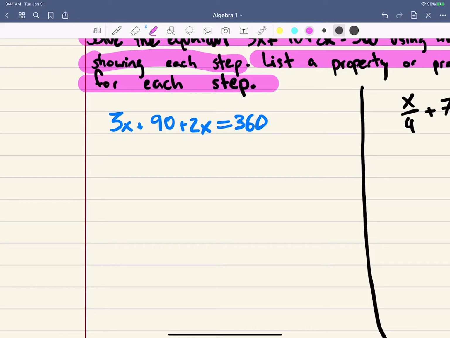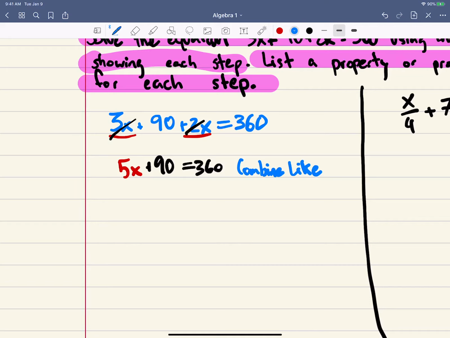What's the first thing we do when we have a problem like this? Remember, this is a multi-step equation. The first thing we want to do is combine like terms. Our like terms here are 3x and 2x. So 3x plus 2x is 5x, and everything else stays the same. This step was called combine like terms. Since it says to list a property or an explanation for each step, we write that right here: combine like terms.